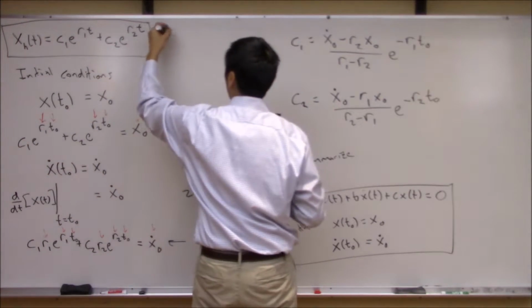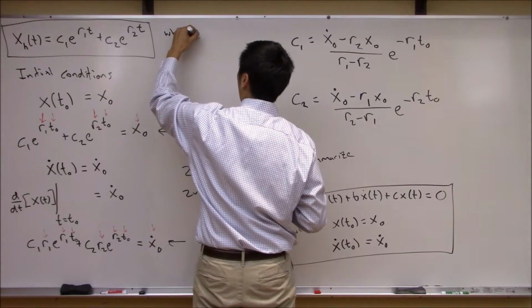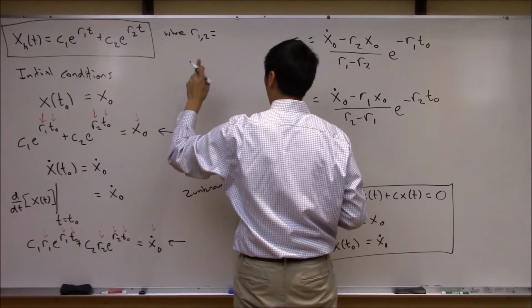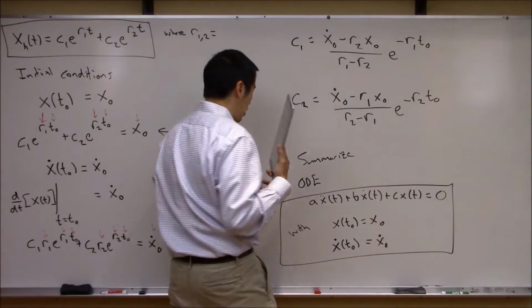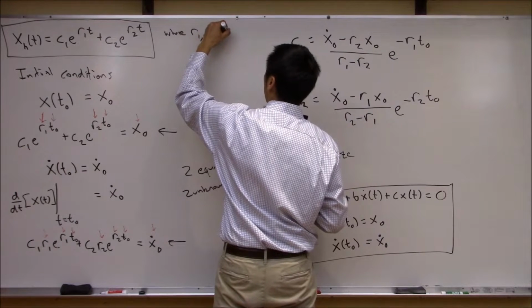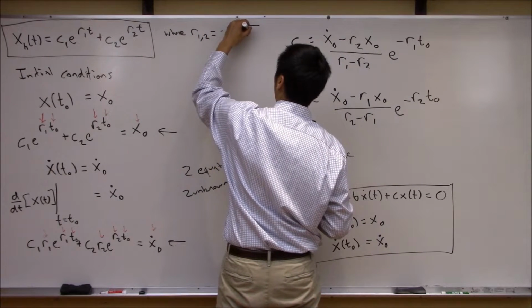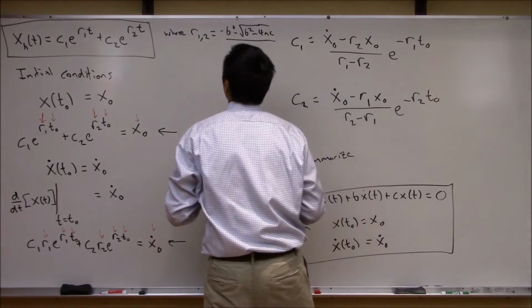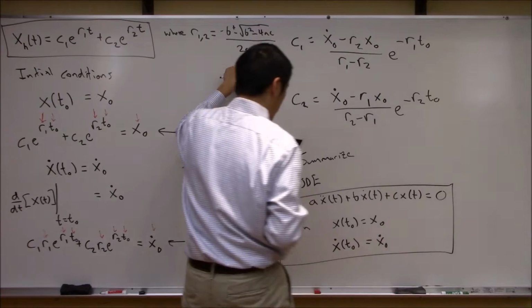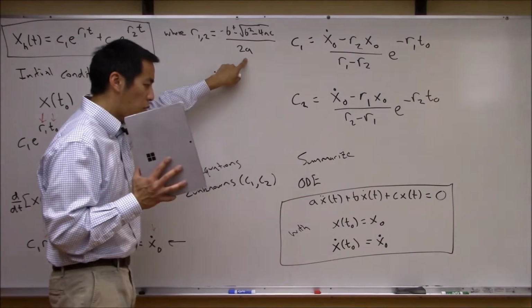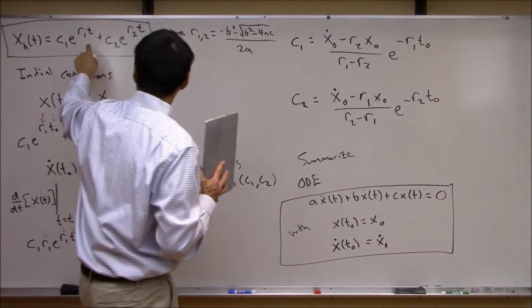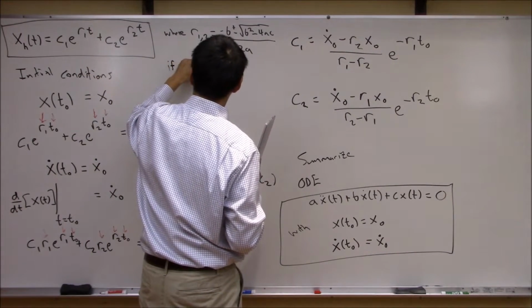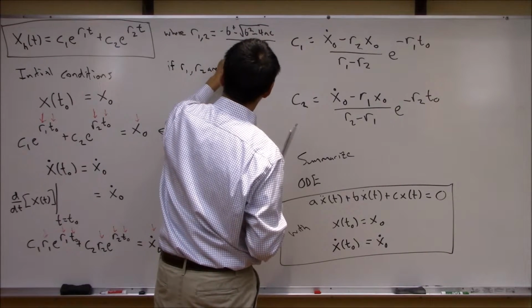And here we saw that the R1 and R2 were given by the roots of the characteristic equation, the roots of this second order quadratic polynomial. So this was minus b plus or minus square root of b squared minus 4ac all over 2a, right? And keep in mind, the solution we're developing here is valid if R1 and R2 are real and distinct.